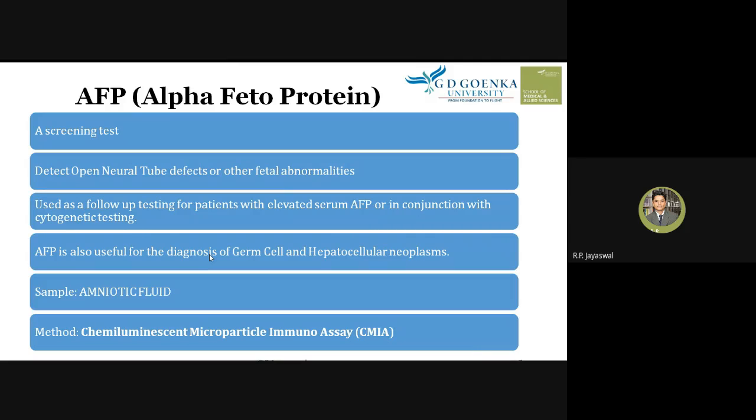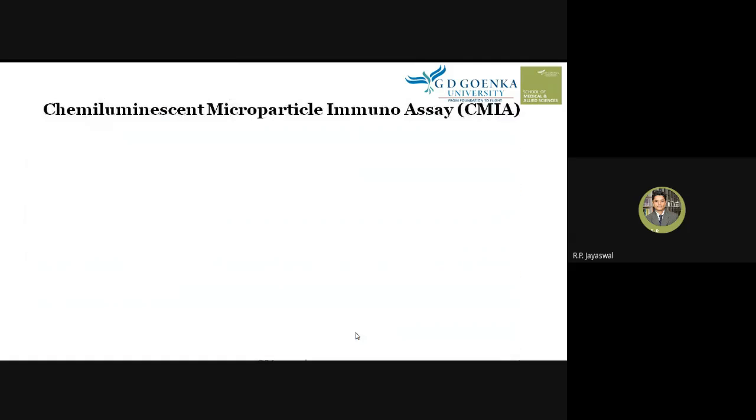The method for performing the AFP test is chemiluminescent microparticle immunoassay, also abbreviated as CMIA. C for chemiluminescence, M for microparticle, I for immuno, and A for assay. So you just remember what CMIA means. What is the full form of this? Chemiluminescence microparticle immunoassay.